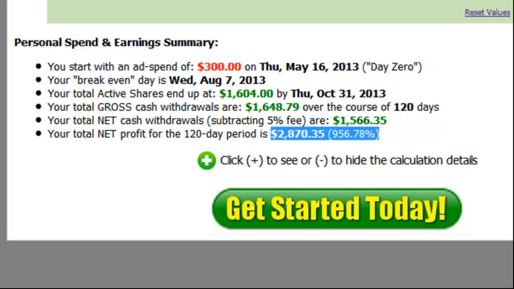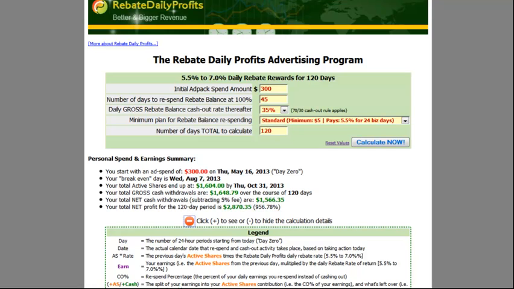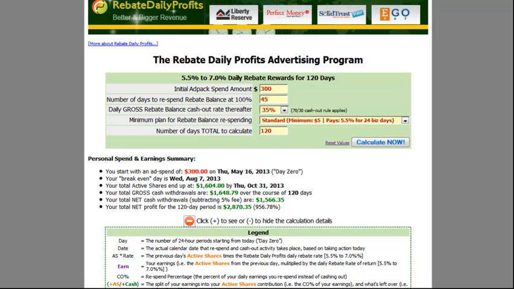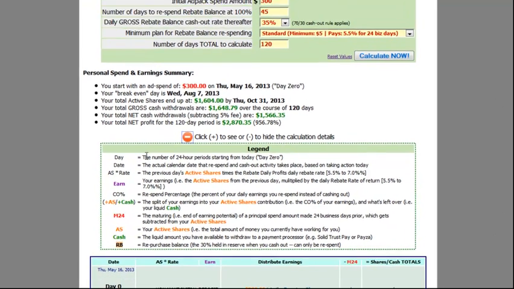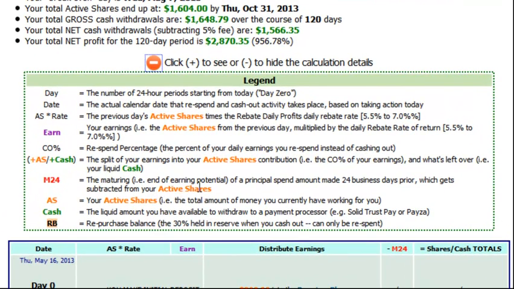Now, how does this work? Well, if this is a little confusing, what you can do is click this green button here. And when you click the green button, first off, you get a legend. And the legend explains everything on the actual chart below.